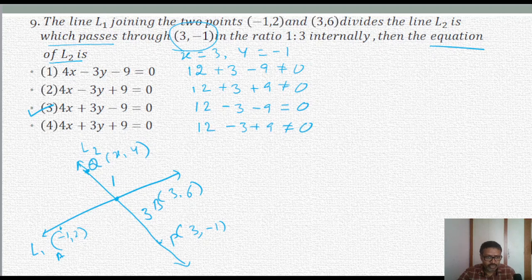Okay friends, this is how we can solve this question also. Let us move on to the next question.